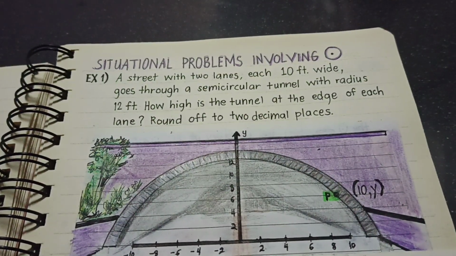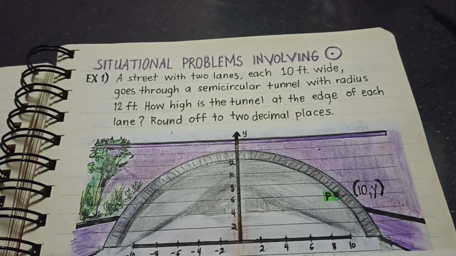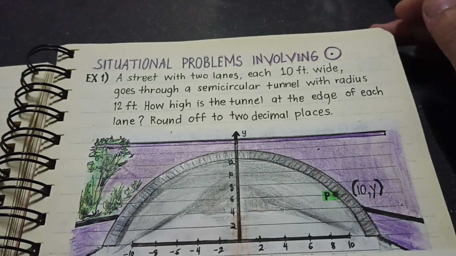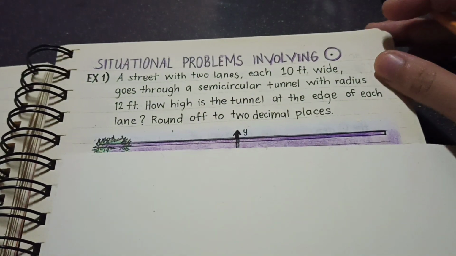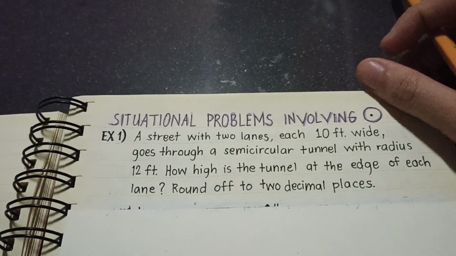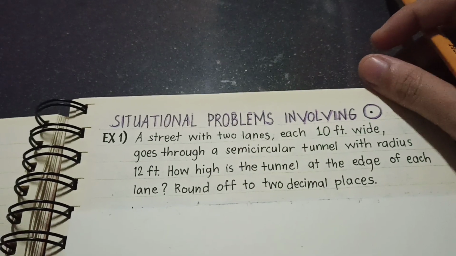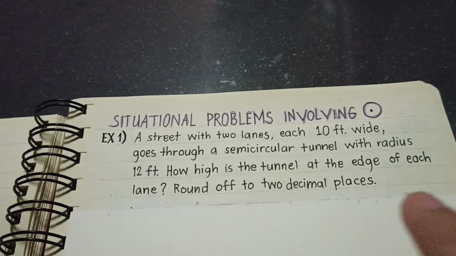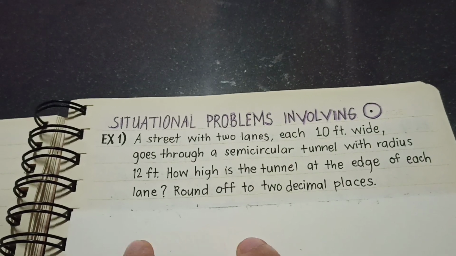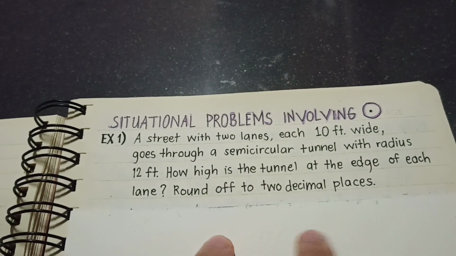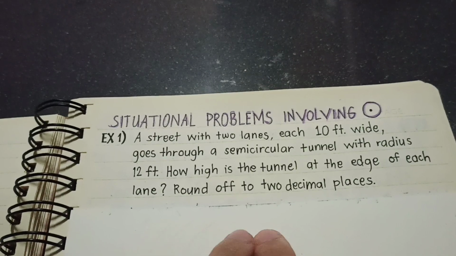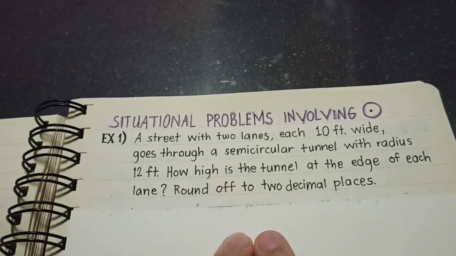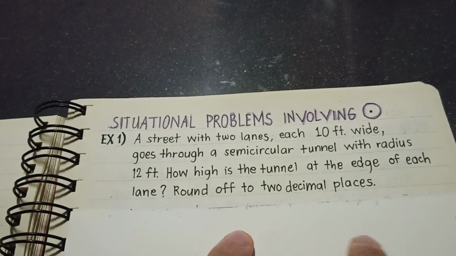Alright, so situational problems involving circle. So the trick in every word problem is to first understand and analyze the problem first. Okay, so it says that there is a street with two lanes, the left and the right lane. And then each lane is 10 feet wide, 10 feet, 10 feet.